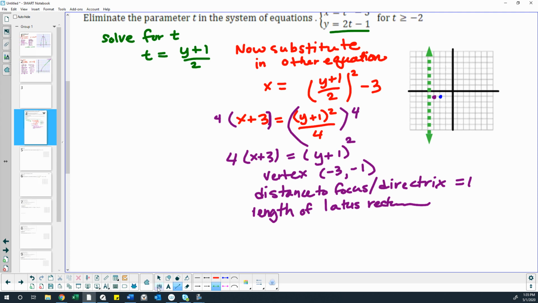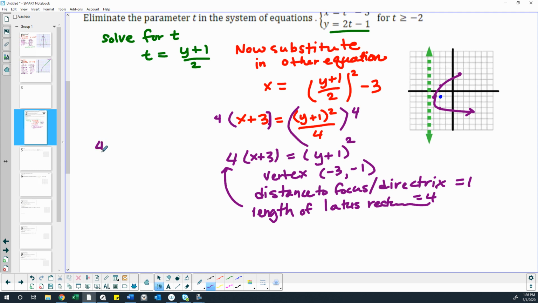And then the length of the latus rectum is 4, so that would be here, up 2 and down 2. And so our parabola is here. How do we know it? It's that number, that number before we divided the 4 out.